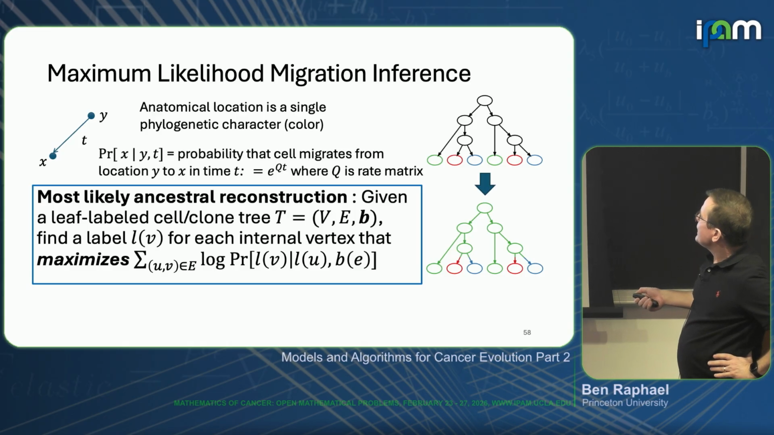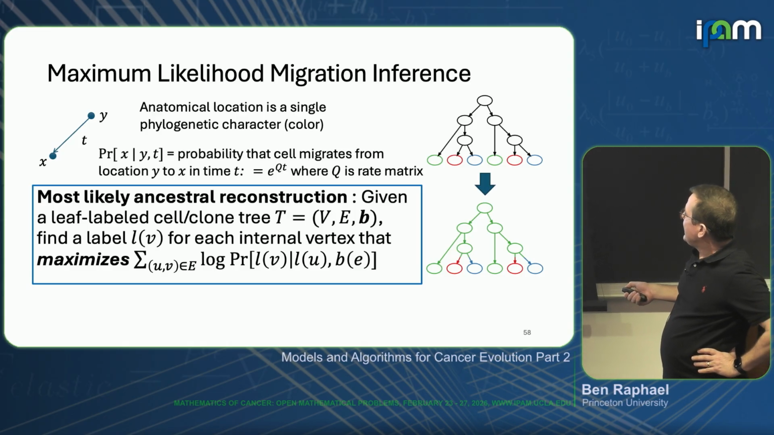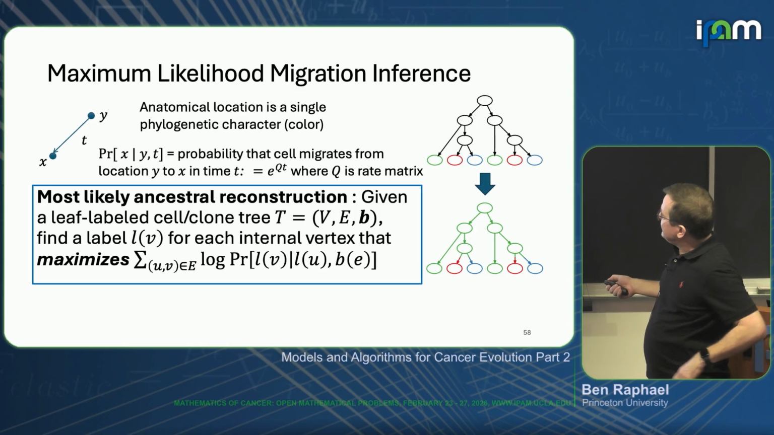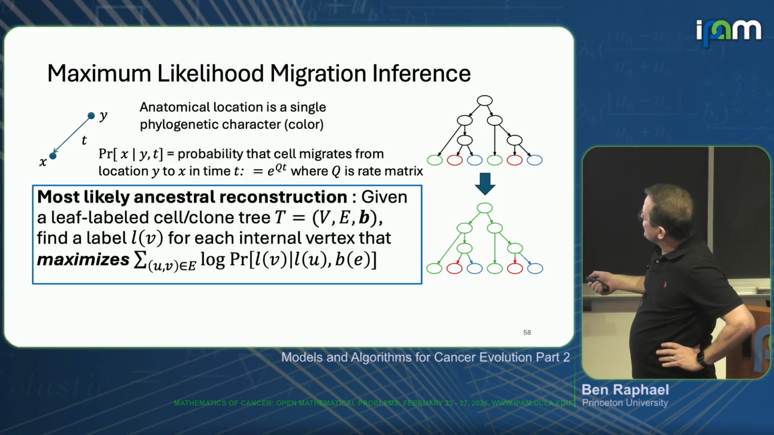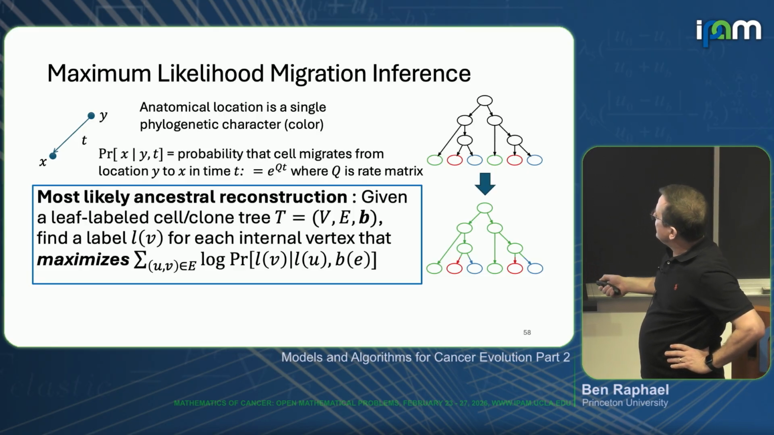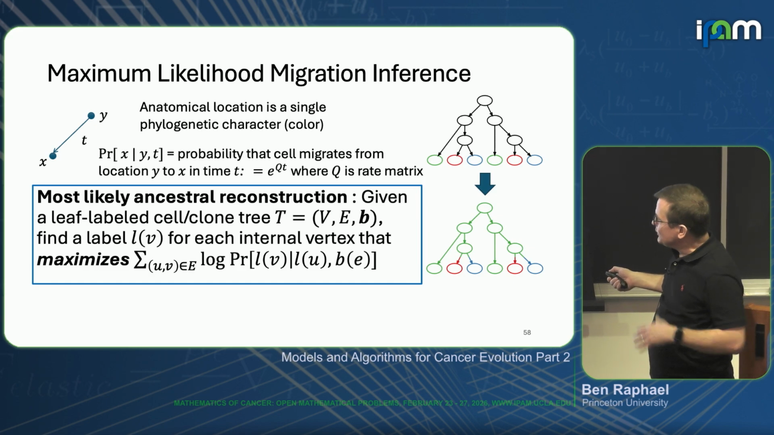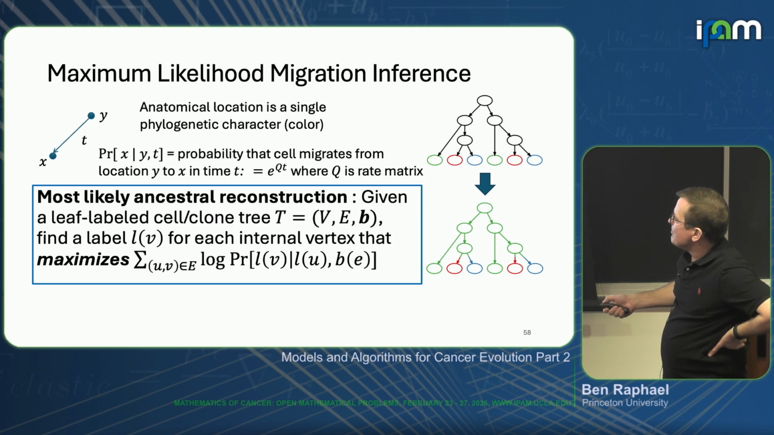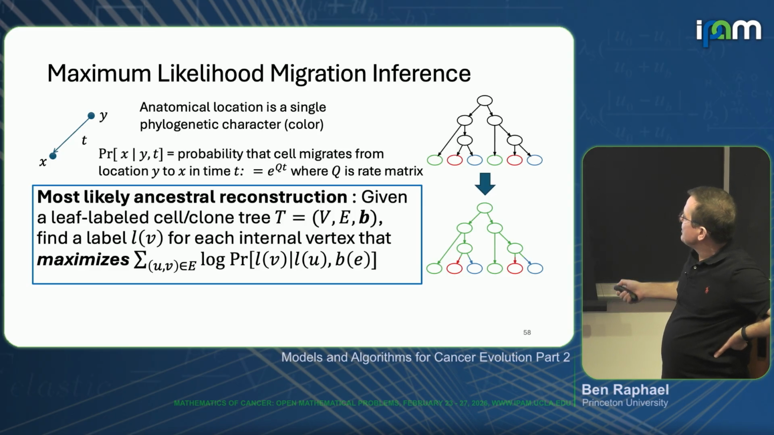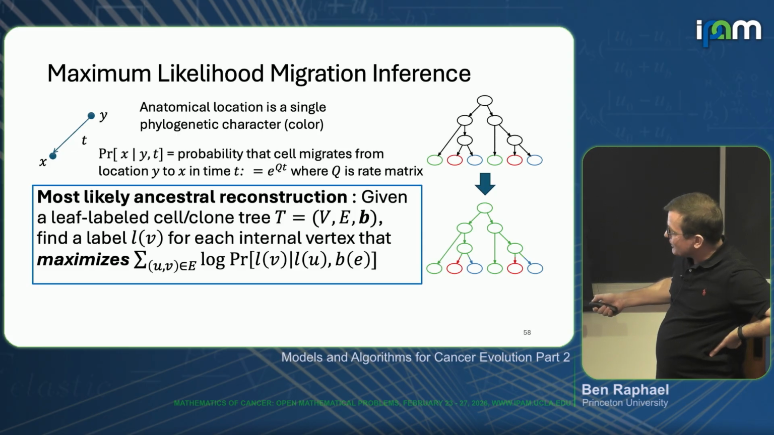So I could try to find now a most likely ancestral reconstruction. I label each ancestral vertex in the tree by a color, and I try to do that in a way to somehow maximize the probabilities of the transitions and these branch lengths. So it's the same model as last time.